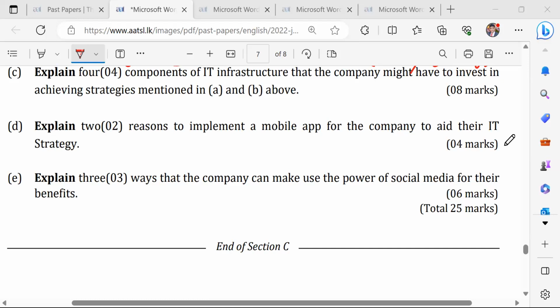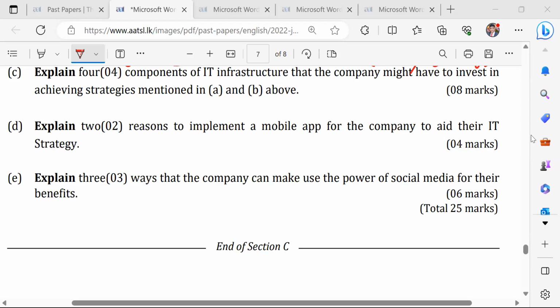They can reach a wider audience through social media, right? Reach a wider audience. That means social media are very popular, and they can use some viral content to reach many people worldwide, right? And customer engagement.